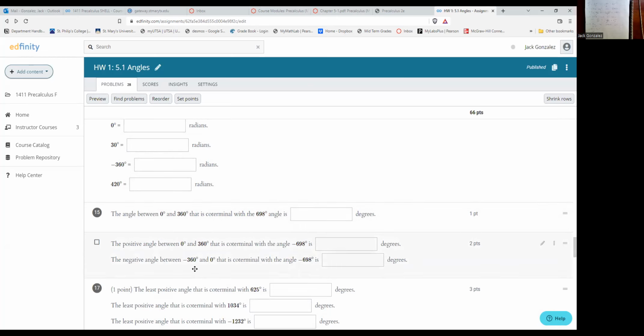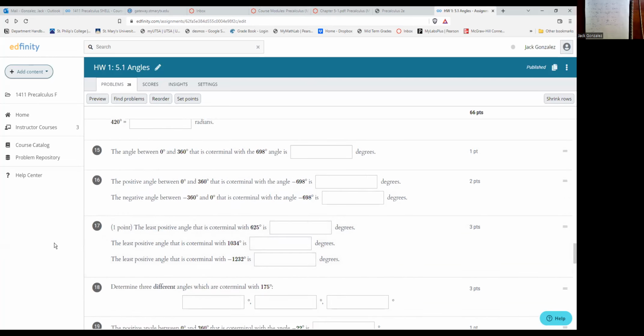Okay. Here they want negative angles, so just add 360 to this and make sure it stays negative. It's not too crazy. 17.